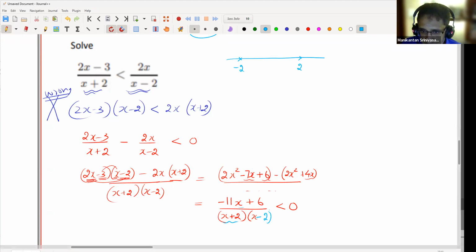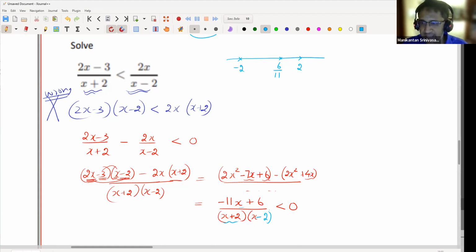And then in the numerator, I have what? 6 by 11. 6 by 11 is a fraction less than 1. So maybe 6 by 11 is here. Minus 11x plus 6 becomes 0 when x is 6 by 11. Now, these three are my critical points around which my entire problem is going to revolve. So because there are 3 points, there are 4 regions. Now, we look at the signage in each region.